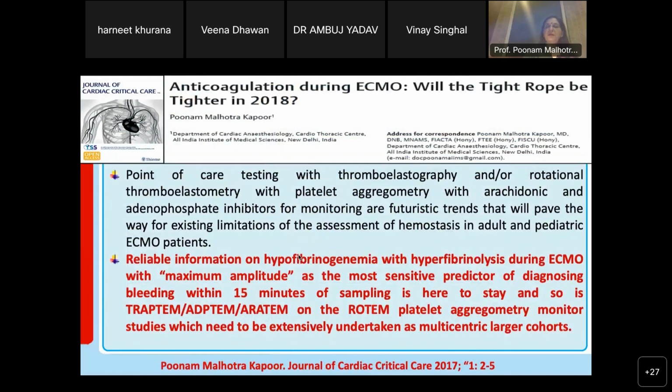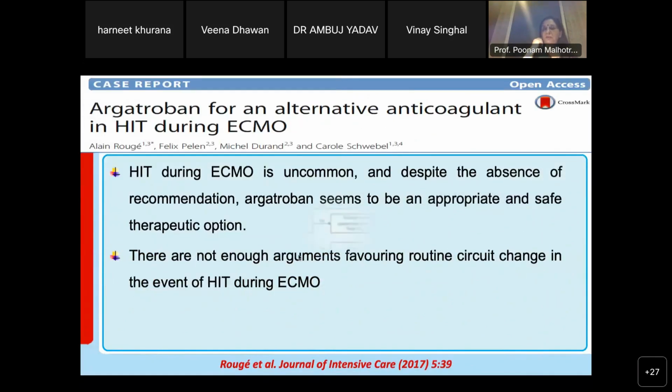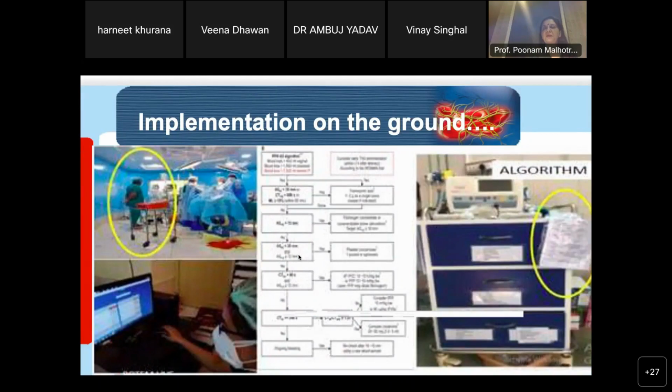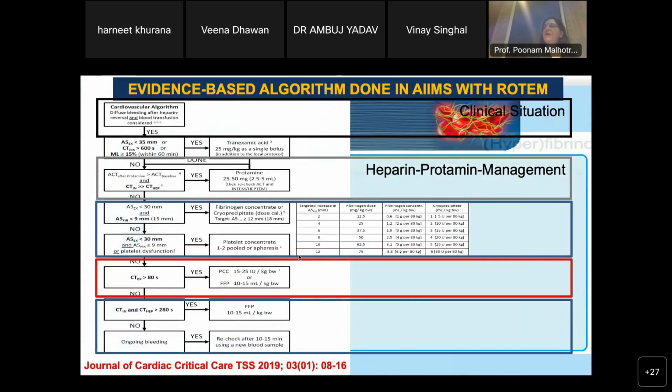Anticoagulation should be tightened as much as possible, even in 2023, not just in 2018 when this article was written by us, but ROTEM and platelet aggregometry helped us bring about these algorithms. I'll skip all this. Can we skip the next 10, 15 slides, please? Because of paucity of time and we are running late, we must implement these, and these are some of the algorithms coming to you.